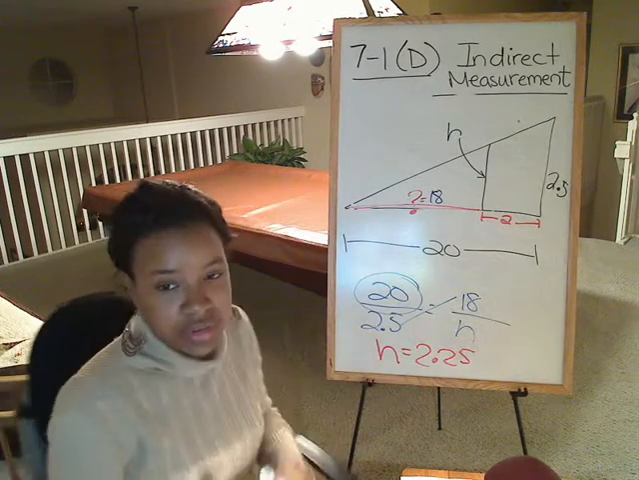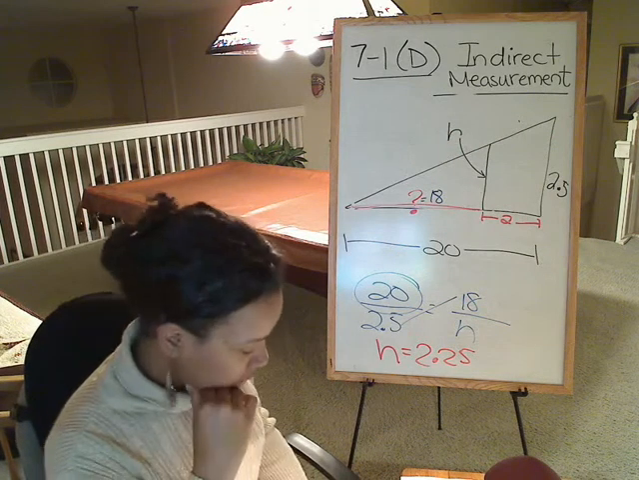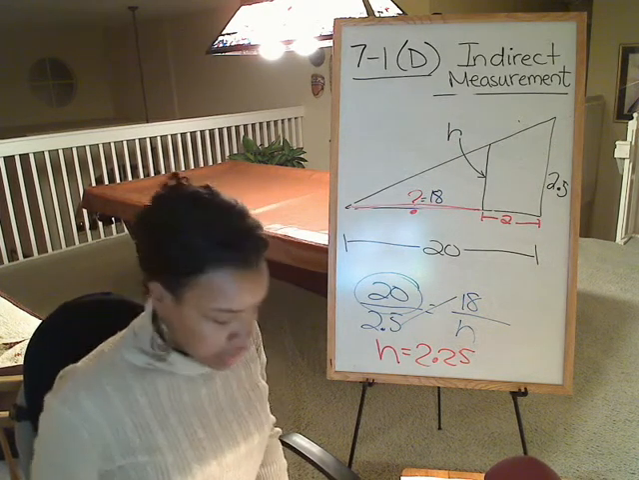Okay, so that's your final answer. That's how much the height of this triangle was. Okay, let's go to number 5 now.